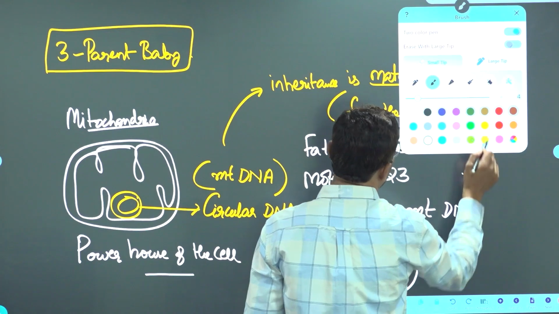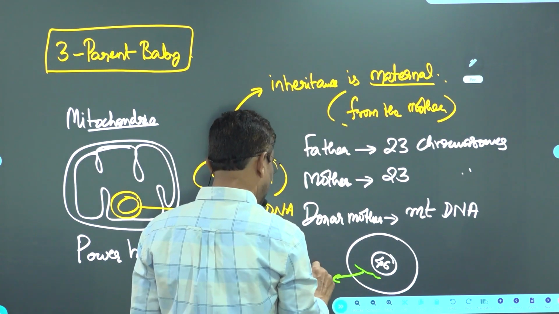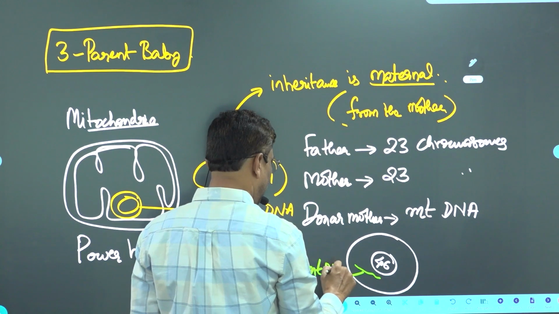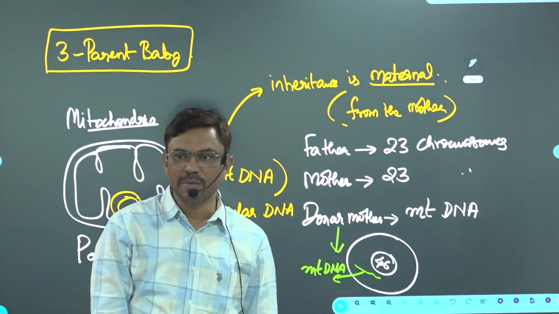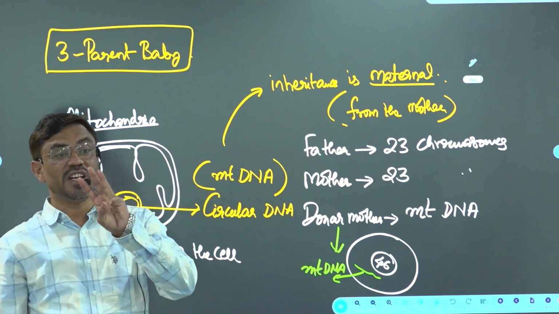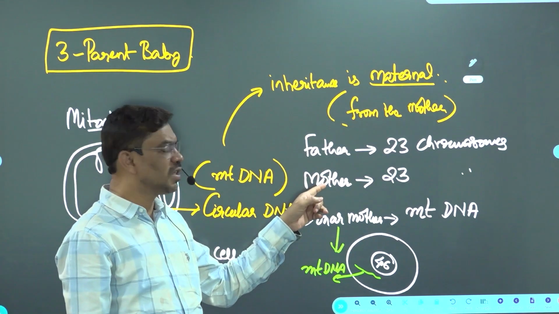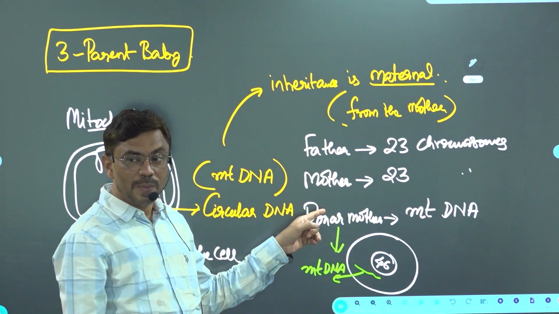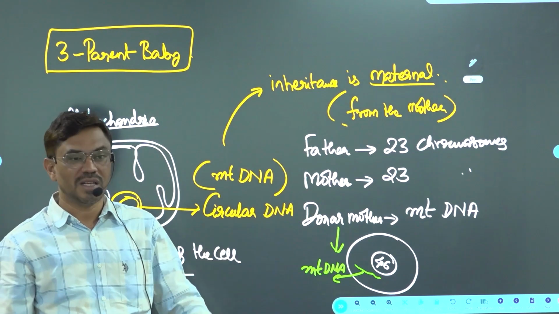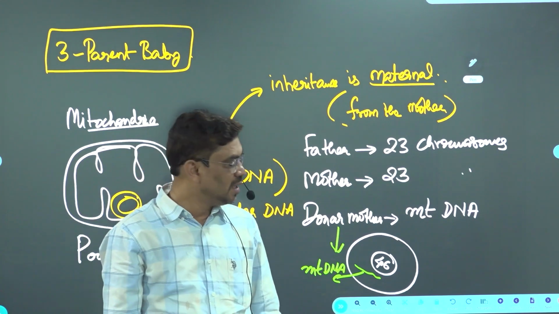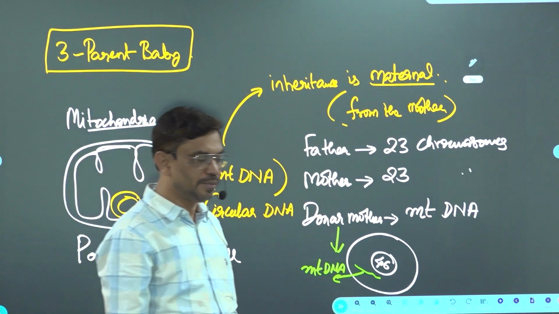Another DNA is there. This is the donor mother's mitochondrial DNA. That means the baby has three different DNAs: one from the original father, one from the original mother, and another from the donor mother, that is mitochondrial DNA from the donor mother. Got it? And this type of concept we call the three-parent baby concept.